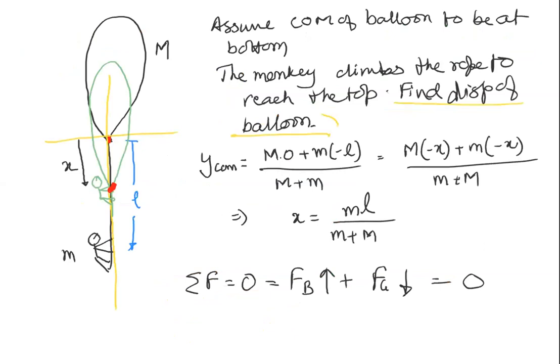The displacement of the balloon will be the mass of the monkey multiplied by the total distance between them divided by the sum of masses. Look at this.